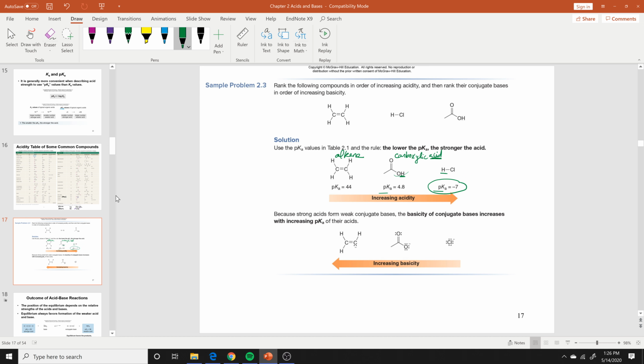Please remember that normally the trend for acidity is opposite for basicity. So if you have a strong acid, its conjugate base is going to be very, very weak. And if you have a weak acid, then its conjugate base is going to be very, very strong. This is how it works.